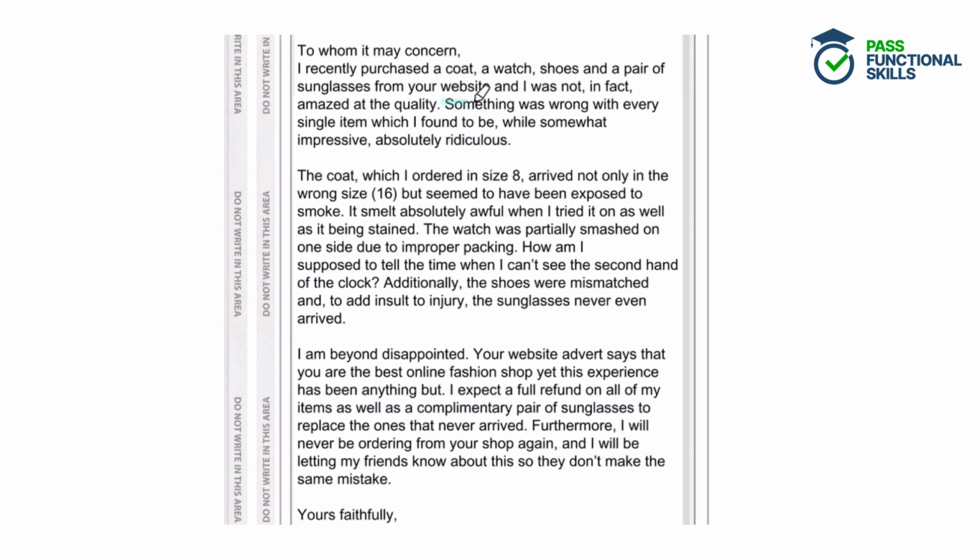So an example of a complex sentence is: something was wrong with every single item, which I found to be, while somewhat impressive, absolutely ridiculous. So in this sentence, we have the words while somewhat impressive in the middle there. And no matter how we rearrange this sentence, that clause on its own needs the rest of the sentence in order to make sense. So you couldn't just have while somewhat impressive as a separate sentence because that wouldn't make sense. So altogether, this is a complex sentence because we have multiple clauses that need each other to be present in the sentence in order to make sense and work.